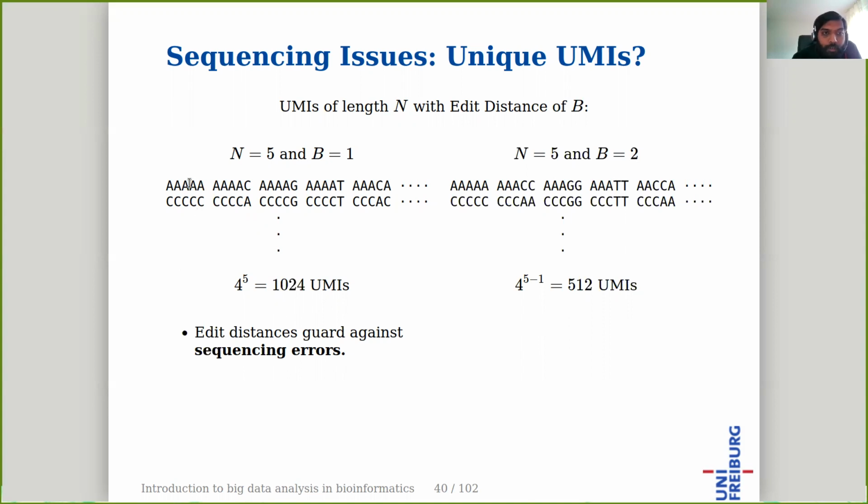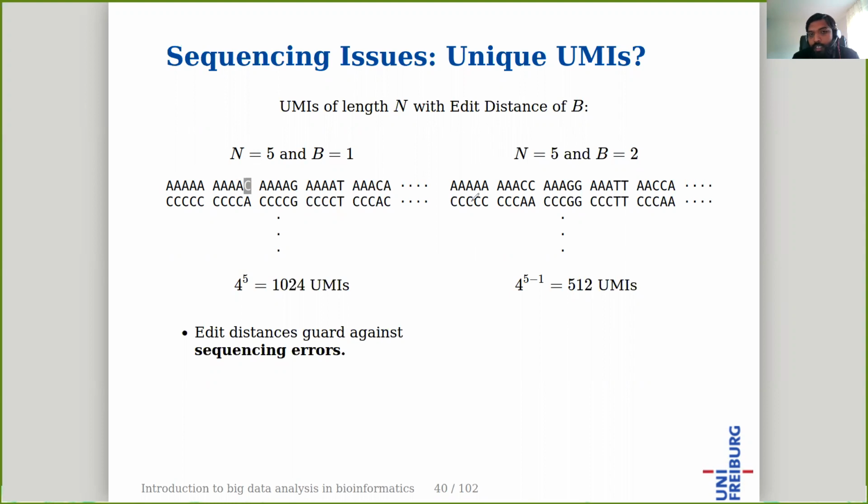For example, if we have an edit distance of 1 here, let's just consider the first two UMIs. If there's a sequencing error in the second one, and instead of sequencing it as a C, let's say it has an A here, then you have both these UMIs exactly the same. Then when these are attached to the transcripts, there's no way that we can distinguish them.